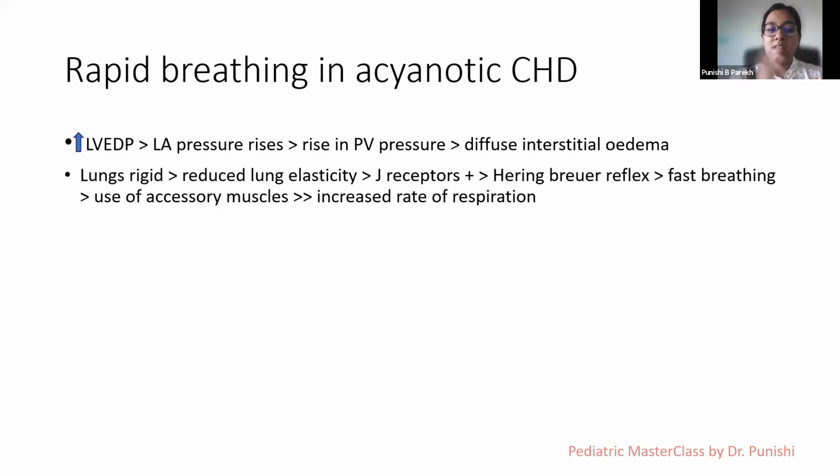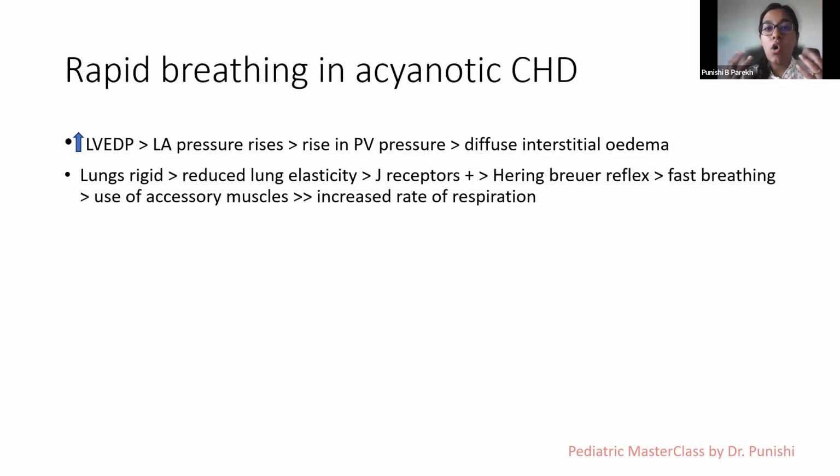What happens then is there's activation of the J receptors in the lungs. Now, J receptors are located on the alveoli adjacent to the capillaries. So when the capillaries and the interstitium become full of fluid and they become distended, dilated, the J receptors get activated. When you have activation of the J receptors, it results in the Hering-Breuer reflex. Now, what is that? So Hering-Breuer reflex is basically a protective mechanism to prevent hyperinflation of lungs. So when you have activation of J receptors, your Hering-Breuer reflex gets activated.